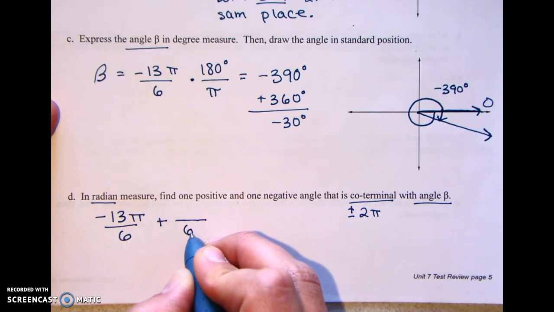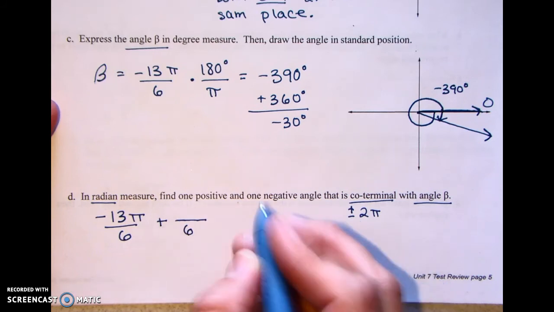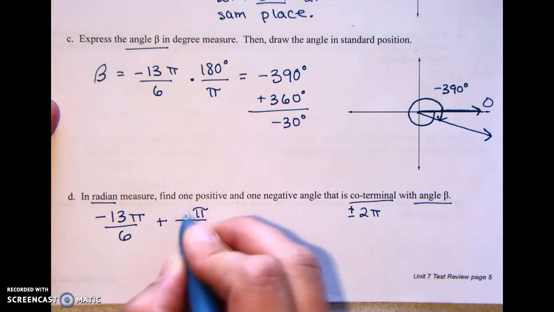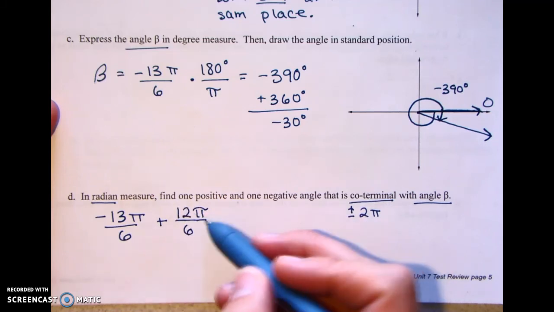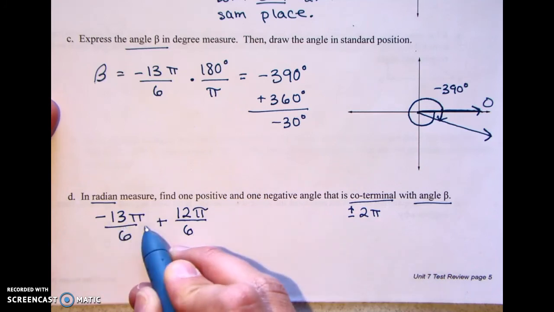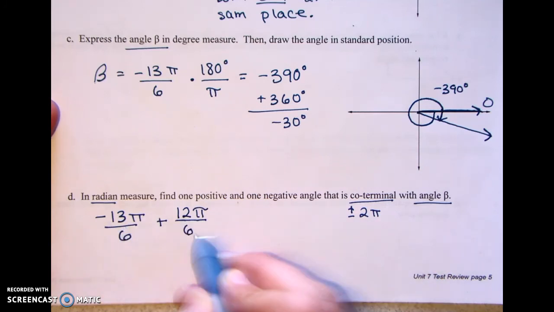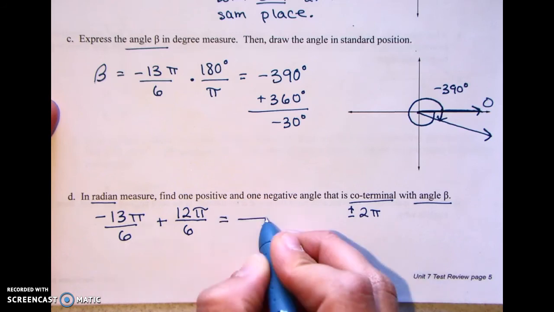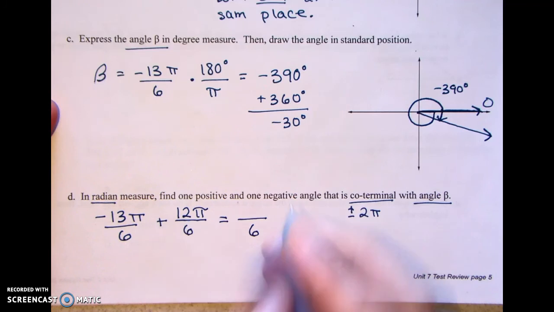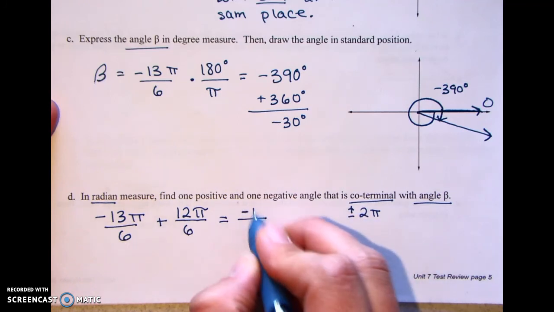But instead of adding 2, I need a common denominator. So what over 6 equals 2? Someone in class said, well, you just double it, right? You just double the 6 to make 12. Do you agree that this is 2 pi we're adding? So negative 13 pi over 6 plus 12 pi over 6 equals, denominator stays the same, and we get negative 13 plus 12 is negative 1 pi.